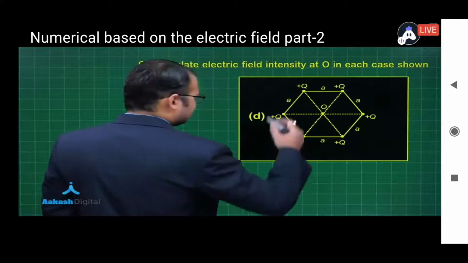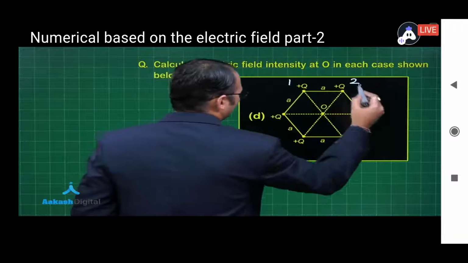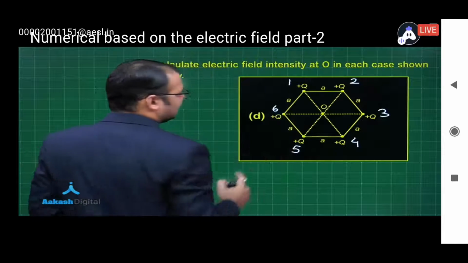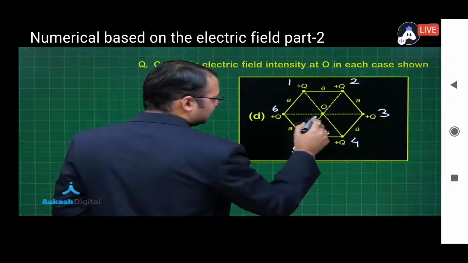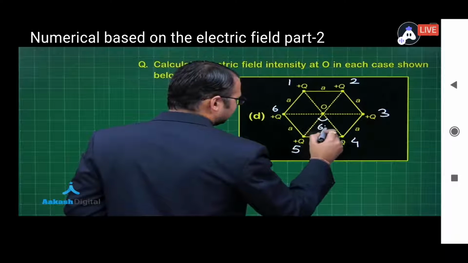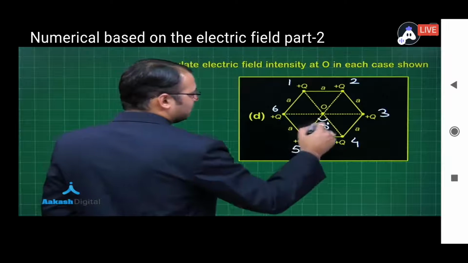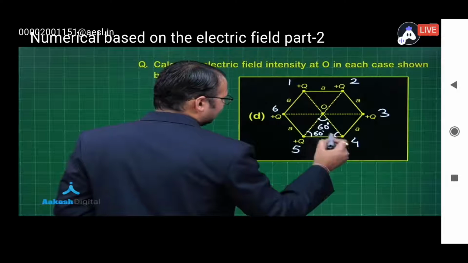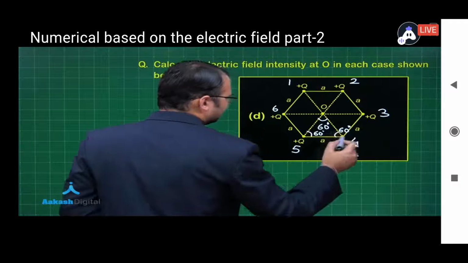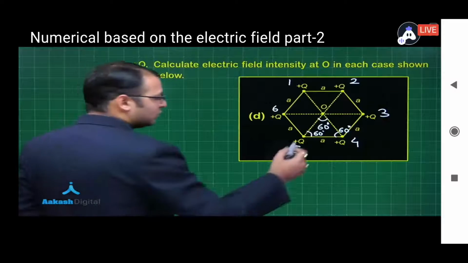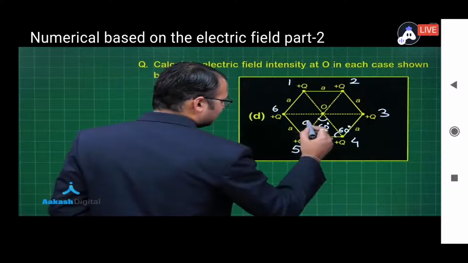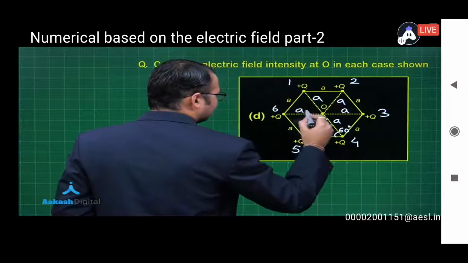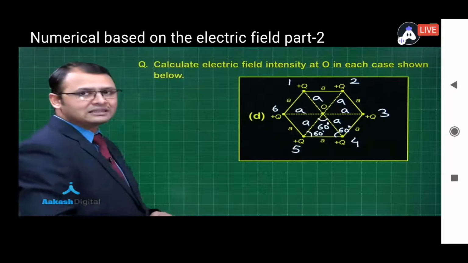You will say that the charges, let's name them 1, 2, 3, 4, 5, 6. This is a hexagon. So this would be 60 degrees, right? Both the sides are equal. So this will also be the same. So this would be 60 degrees also. So you can see this is an equilateral triangle. So let the dimension of this side be a. This would be a and this would be a. So you know well that this will be a from all sides.